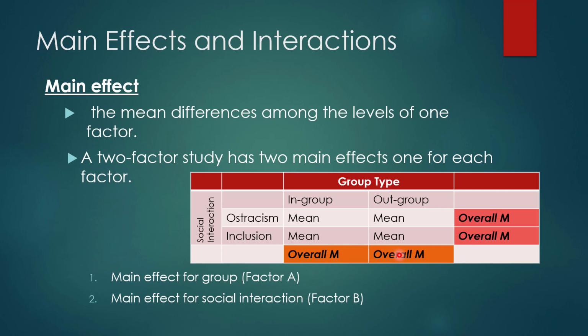So for part of the lab today, what you're going to be doing is going in and finding data to fill in here. And knowing to look where, and one of the goals is to know where to look. So if we compare the column means here, again, that's the main effect for group type. If we look at the row means here, that's the main effect for social interaction.